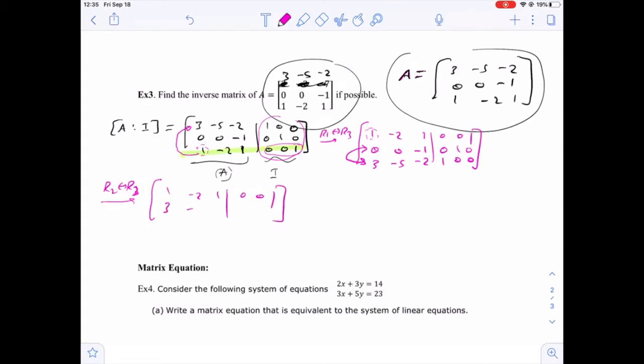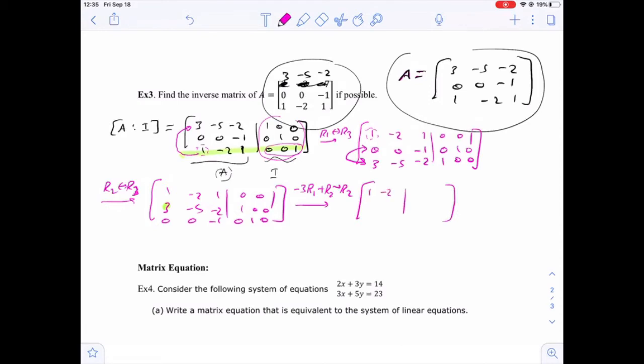In the second row we have 3, -5, -2, 1, 0, 0, and then the second row becomes the third row. Good. Now we have this matrix. We want to make this element here 0. How to do that? We multiply the first row by -3 and add it to row 2, and that will replace row 2. So let's see what will happen here.